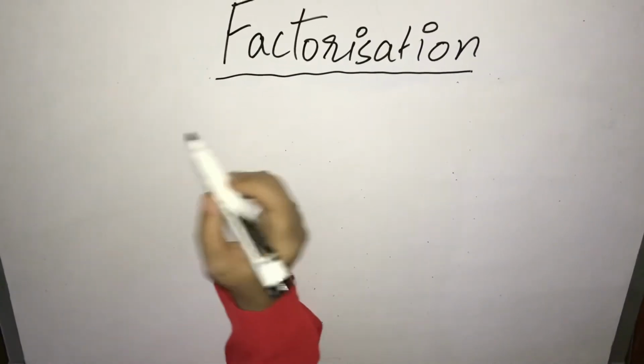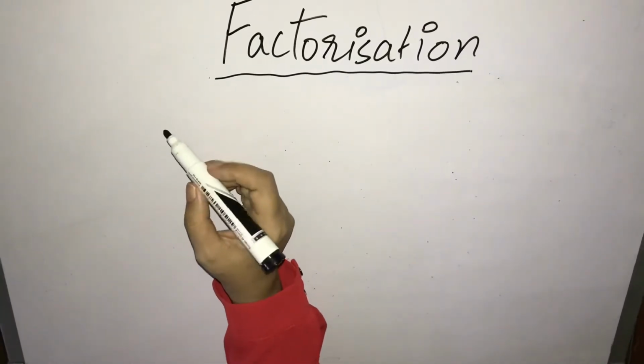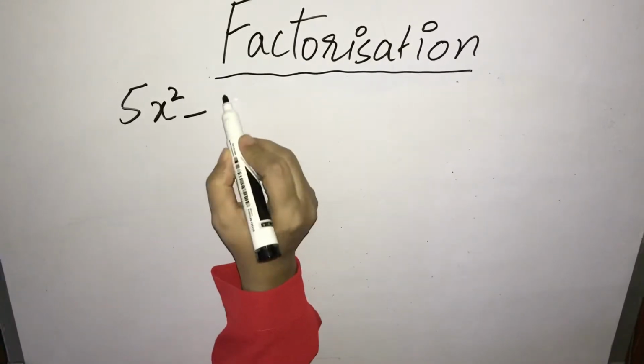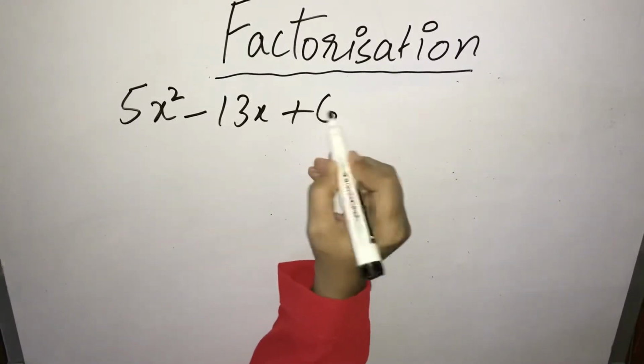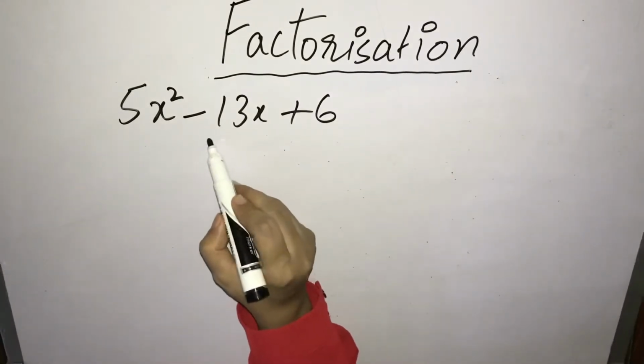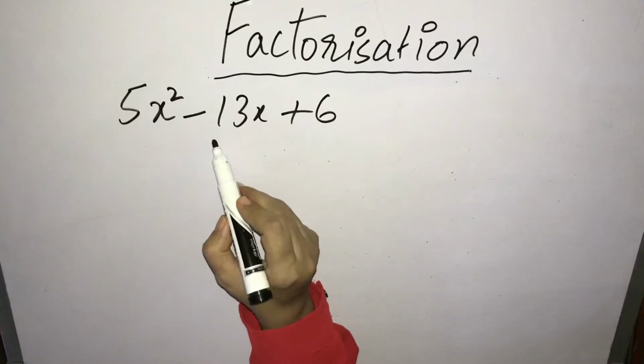We are going to factorize quadratic expressions. 5x² minus 13x plus 6. In this expression, as it's not a perfect square, we have to do midterm breaking.